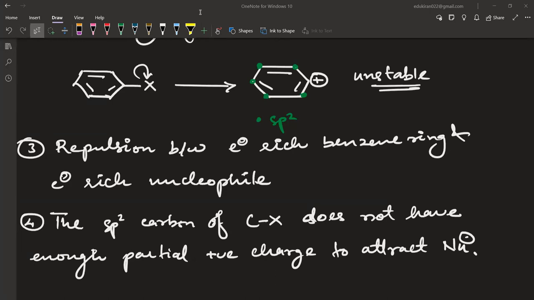Can you repeat 3 and 4 again? Okay. Nucleophile is electron rich. Yes or no, Krishna? Yes. So what kind of charge will be associated with the electron rich nucleophile, positive or negative? Negative. And the benzene ring is also electron rich because it has 3 pi bonds. So both of them will have negative charges, right? And that is why they will repel each other. Correct?